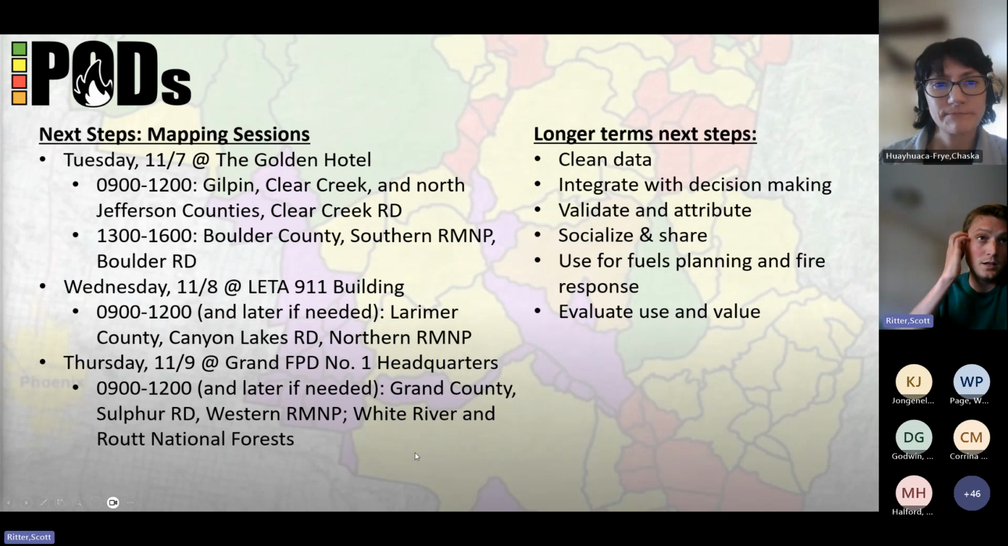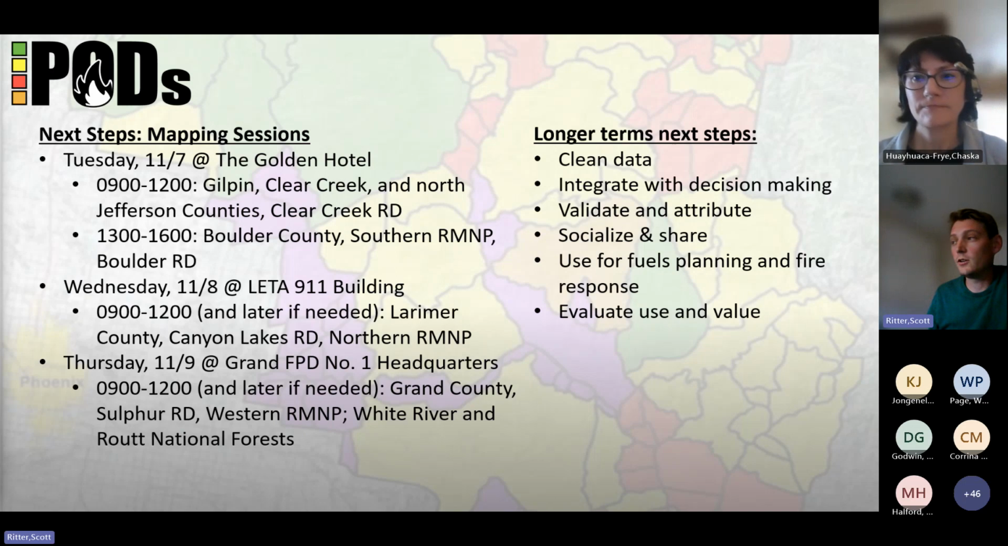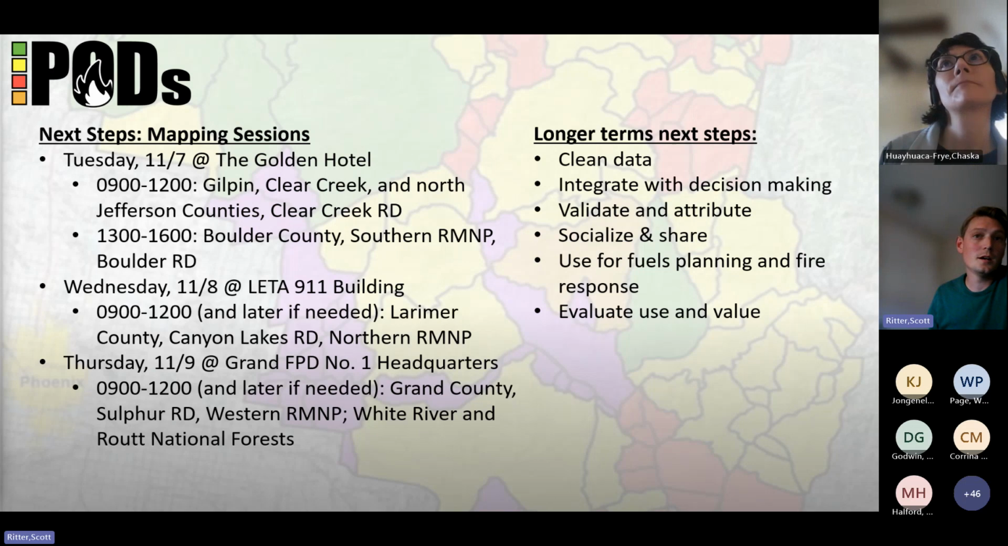Then Wednesday, we're going to be doing more Larimer County focused mapping in Johnstown. We'll see how long all that mapping takes, and then on Thursday we're heading over to Granby to do Grand County and western Rocky Mountain National Park. We'll also have some representation from the White River and the Routt National Forests to look at their pods as they interact with the network throughout Grand County, and perhaps a little outside the county, just to make sure everything's edge matched and in alignment with our adjacent national forests.